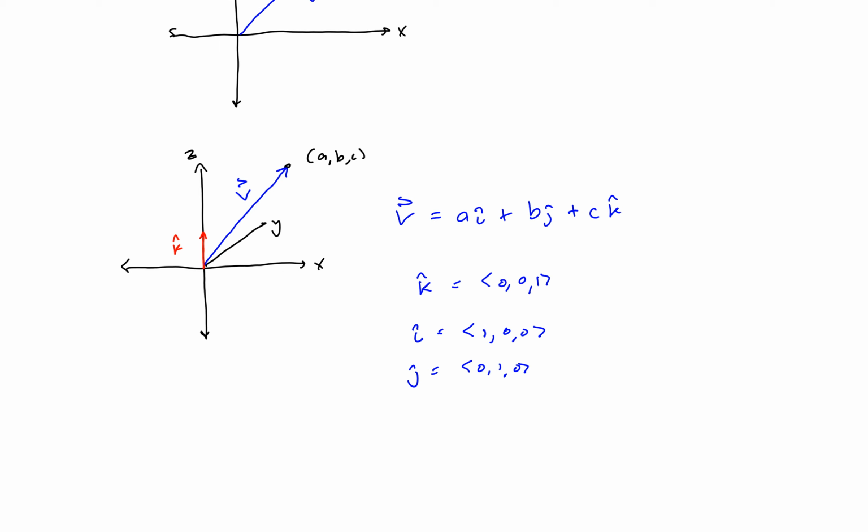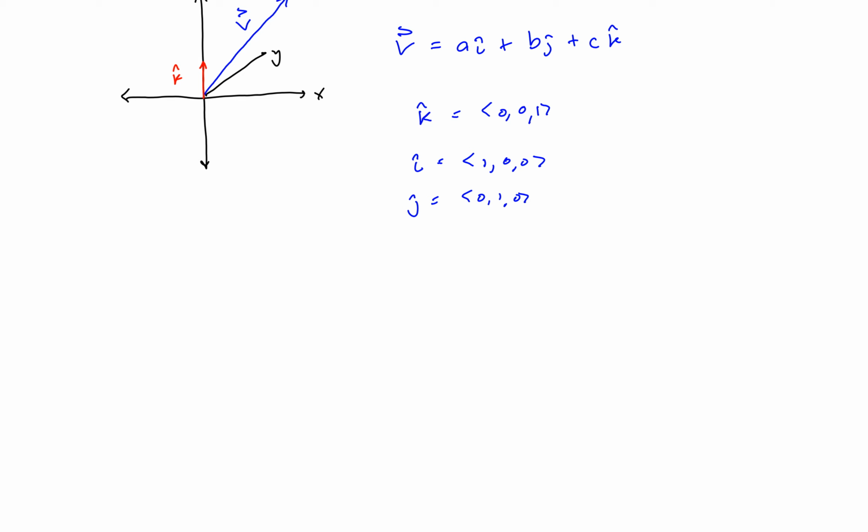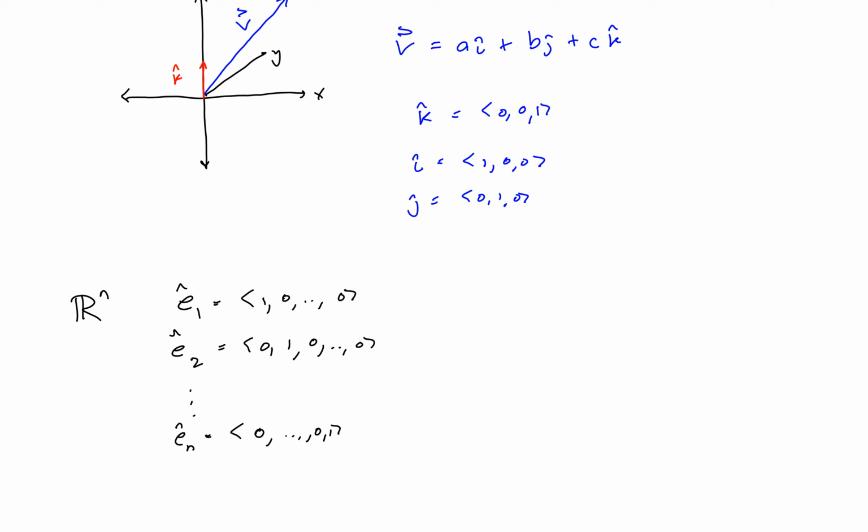And just like before, for each point, we get a vector by just drawing the vector from the origin to that point. And we can do this for higher dimensions too. We can take any Rn, and then our basis vectors in this case will be 1 in the first component, then 1 in the second component, and zeros elsewhere, and so on, up to 1 in the last component. And then a vector in this case would be like a1 e1 plus and so on up to an en.